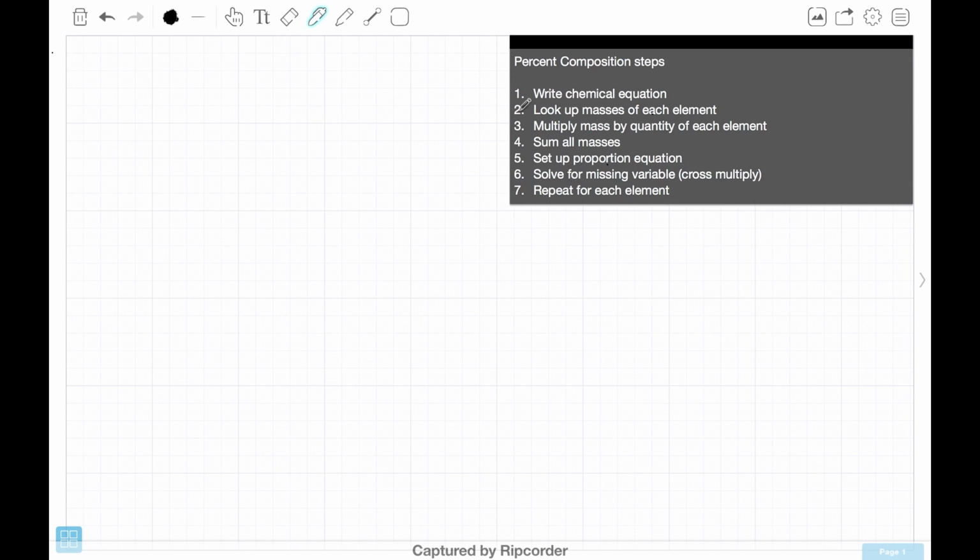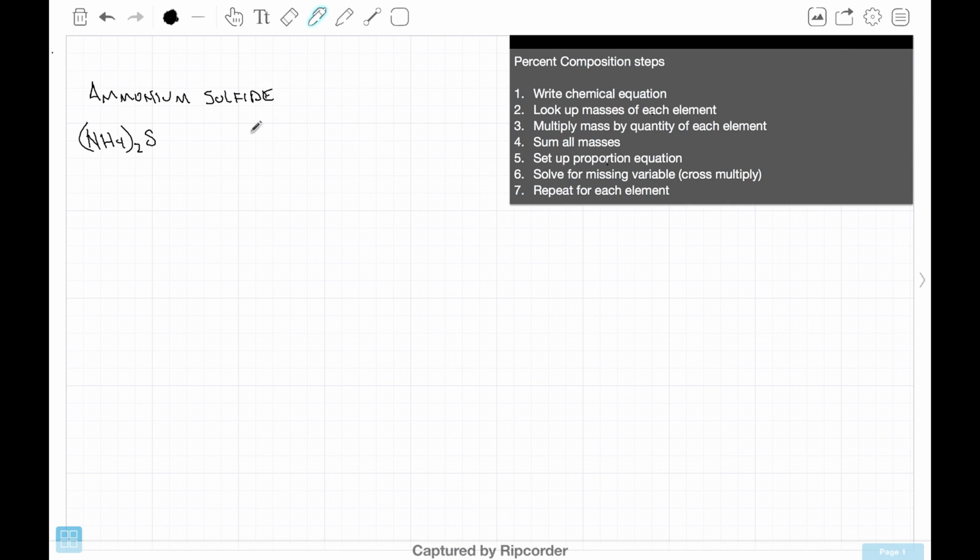Okay, so this is part 3 in my percent composition videos, and this time I'm going to find the percent composition of each element in ammonium sulfide. Step 1 says write the chemical equation. Step 2 says look up the masses of each element.